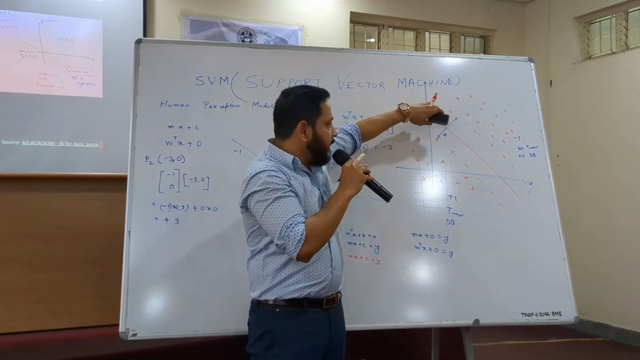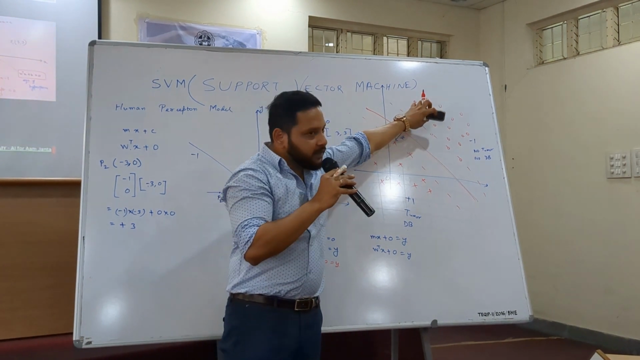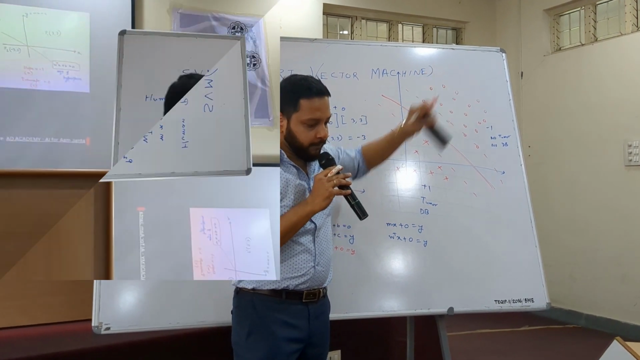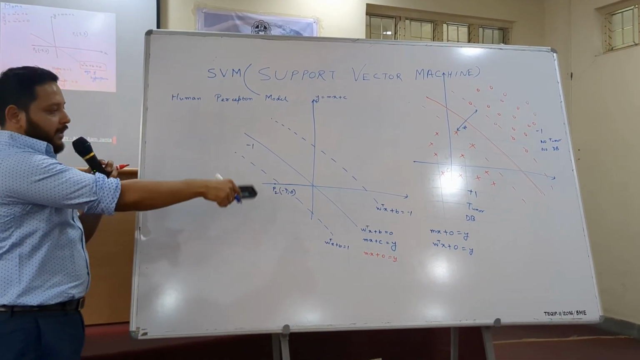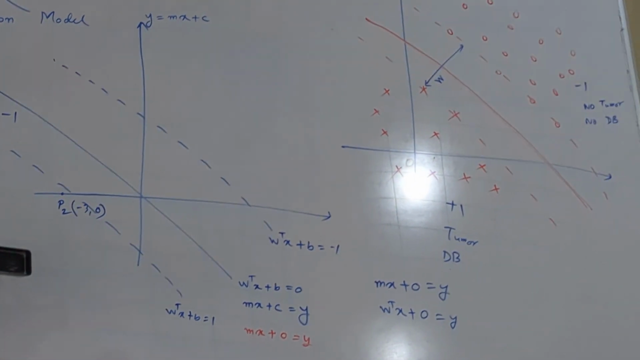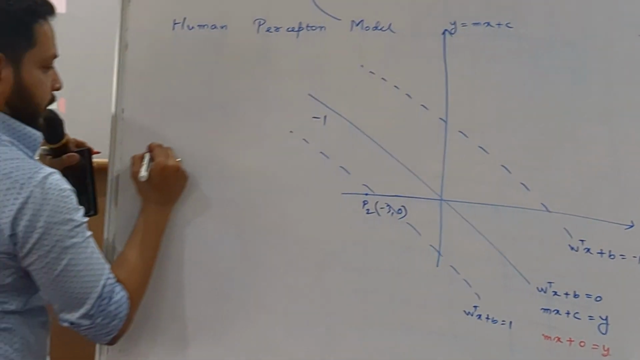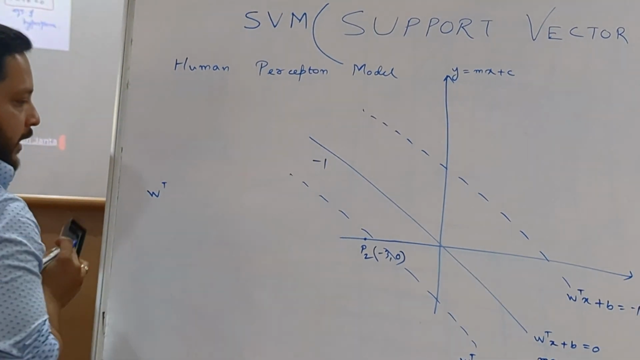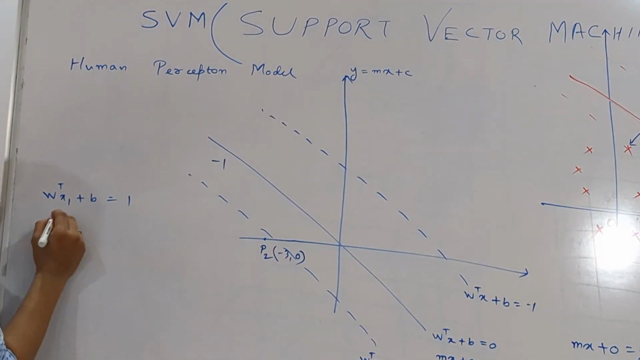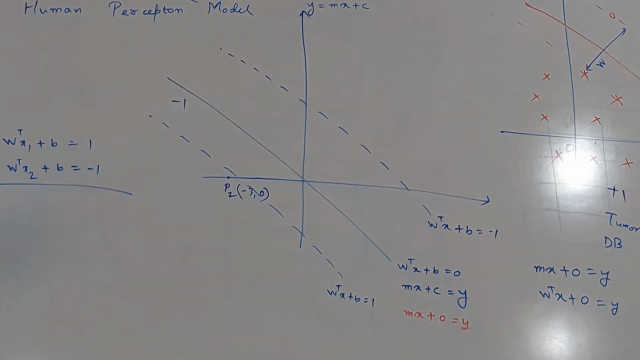So it means that anything that comes in this region will be a dog, say for example, or a tumor. Any point that comes here will become cat or no tumor. So the equation of these other two lines are W transpose of x plus b equals to minus 1, because this is the minus region, and W transpose x plus b equals to 1, because this is in the positive region. Now if you take this equation, say it is passing through the point x1 and it is passing through the point x2. We have these two equations, right?